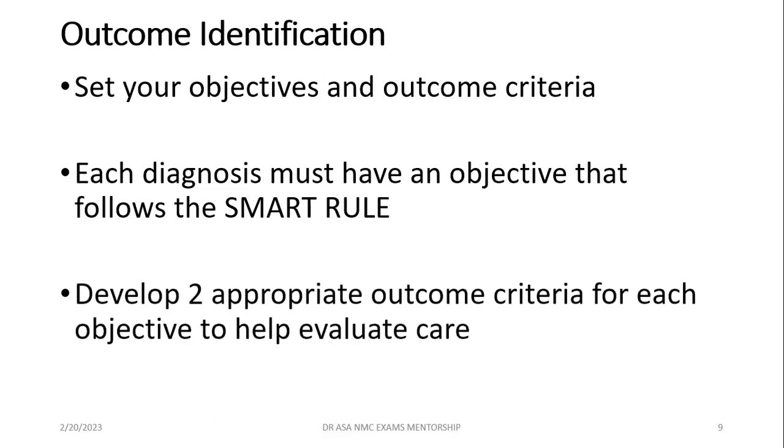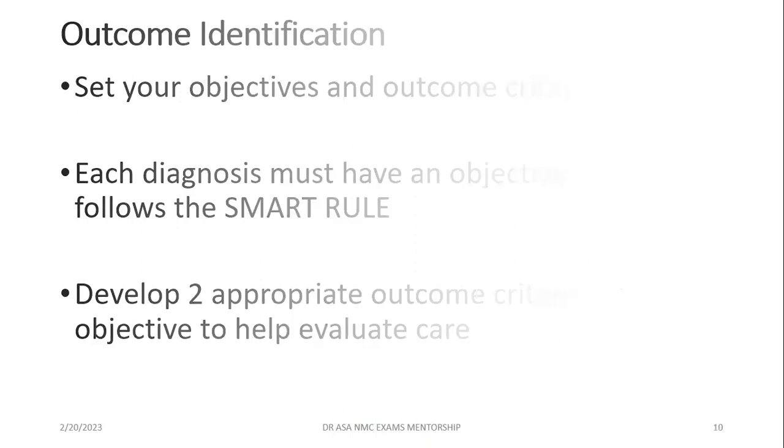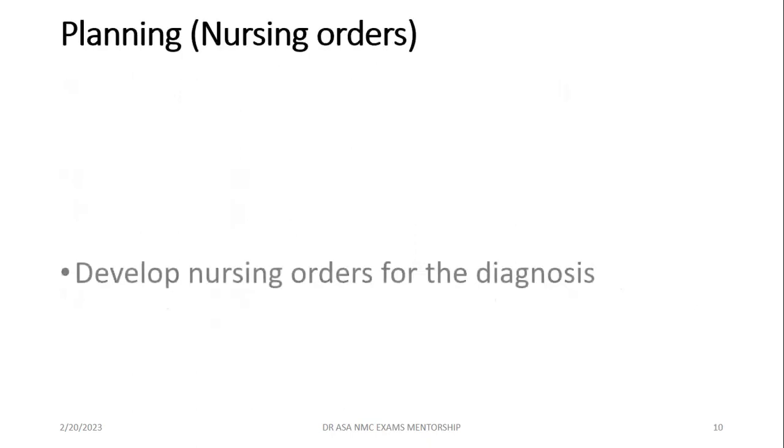And then each particular objective must be followed with 2 appropriate outcome criteria. Appropriate because you cannot be saying that you are assessing pain and then you come and be talking about fluid deficit and excess. No, you must be looking directly for measures or criteria that can be used to evaluate when somebody is in pain or is not in pain. And that will help you at the level of evaluation after you have planned and implemented the care for the patient. At the planning stage, it's about your nursing orders, and you have to develop your orders for the diagnosis.